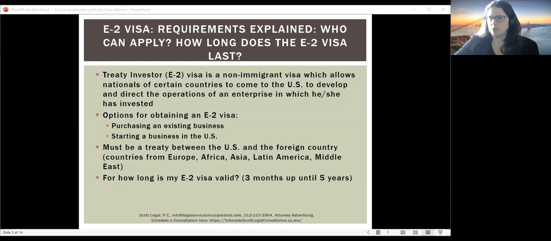If you're somebody who has a visa that's valid for 3 months, you stay for 2 years. Once you leave the US, you will need to get a new visa before you can re-enter.